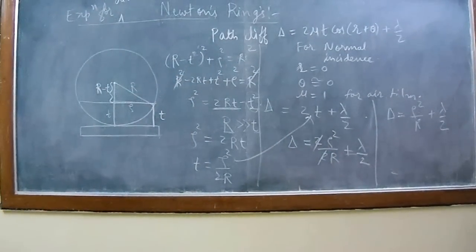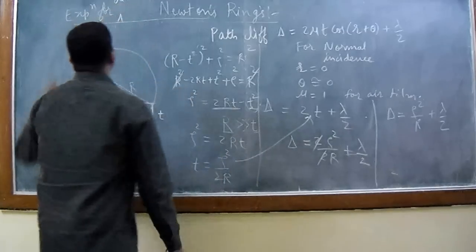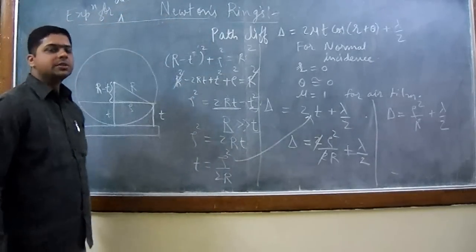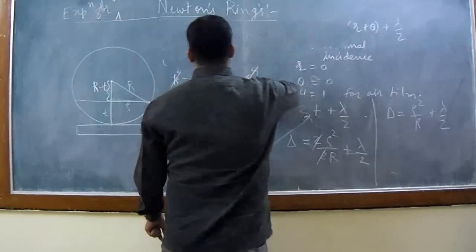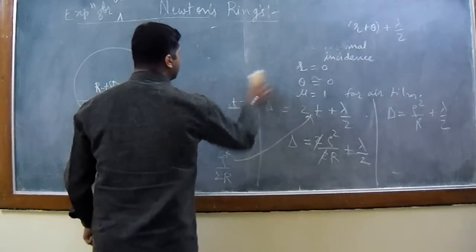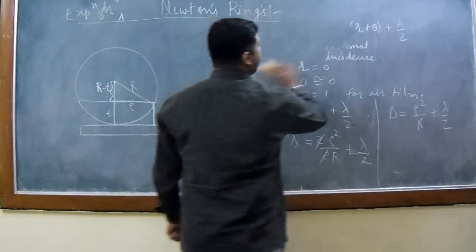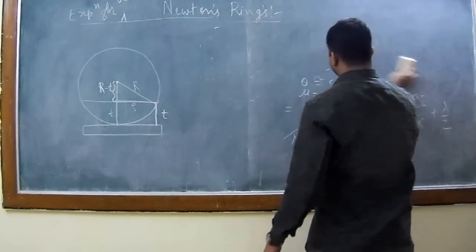Now we have to derive the expression for diameters of Newton's rings. So first we will derive the expression for the diameter of dark rings, and then we will derive the expression for the diameters of bright rings.